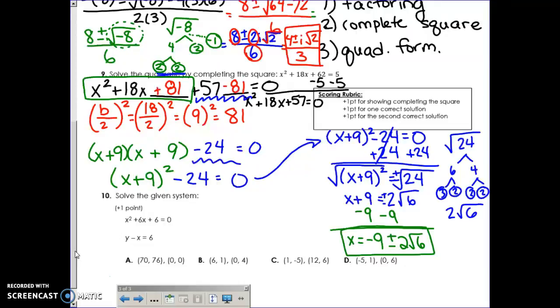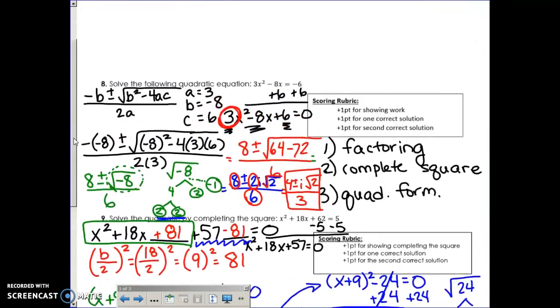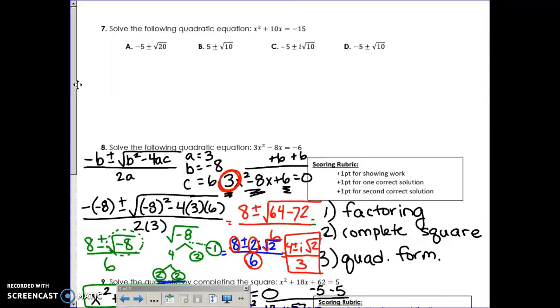Alright, now the reason I skipped number 7 is because I want you to figure out which one of these types of ways do you know least. Okay? Which one are you less comfortable with? Are you less comfortable with quadratic formula, or are you less comfortable with complete the square? Because whichever one you're less confident with, you probably need a little bit of practice. Okay? So if you feel like you need more practice with quadratic formula, you're going to do quadratic formula for number 7. If you feel like you need more practice with complete the square, you're going to do complete the square for number 7. Alright?